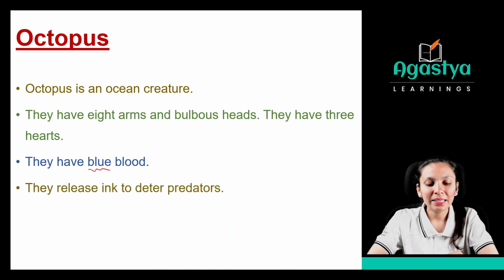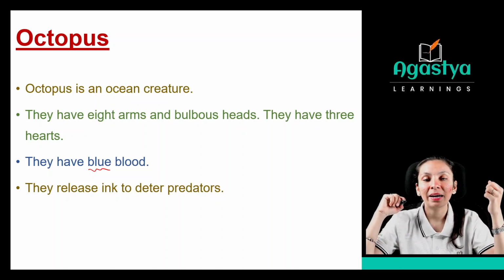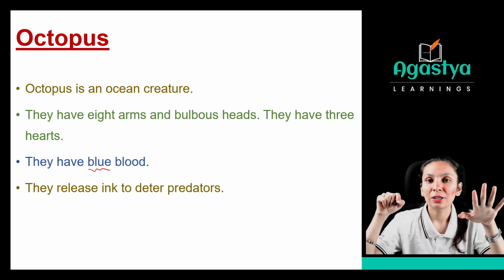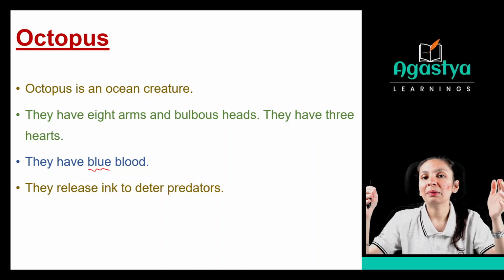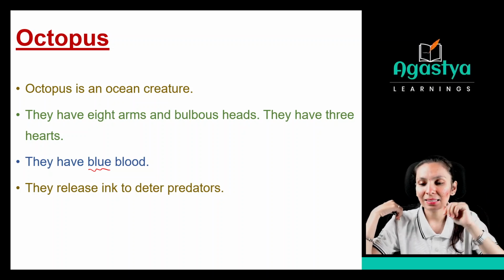Then they release ink to deter the predators. So whenever they find some kind of enemies are there, they will release the ink so that no other animal can find this octopus. So they are releasing this ink.